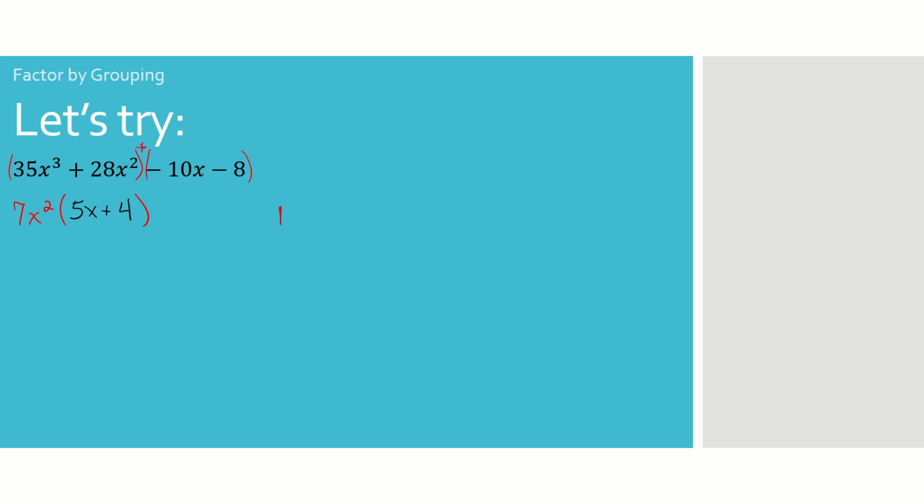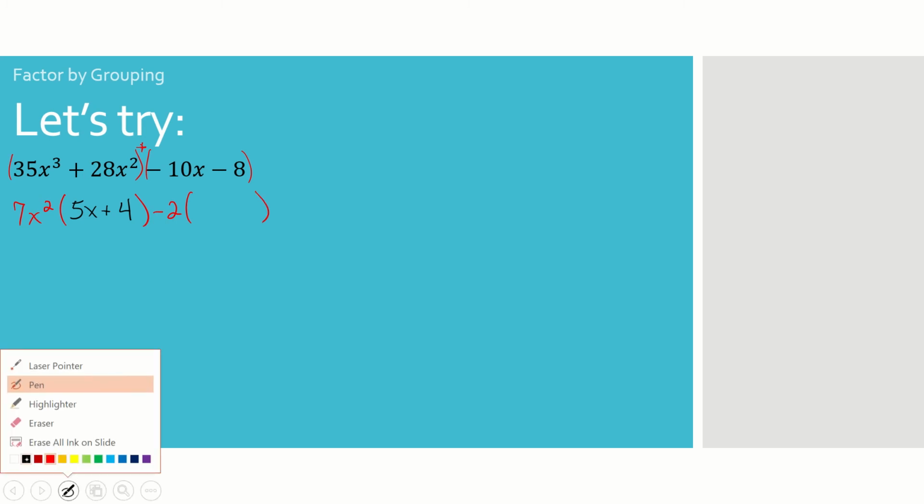Then, oops, not sure where that straight line came from. Then I'm going to look for a GCF in my second group. Well, the GCF is 2, but remember back to when we learned about GCF. If the first term in the polynomial, so first term in this group, is negative, then the GCF I take out needs to be a negative. So I'm going to take out a negative 2. We'll factor that out and see what it leaves us with.